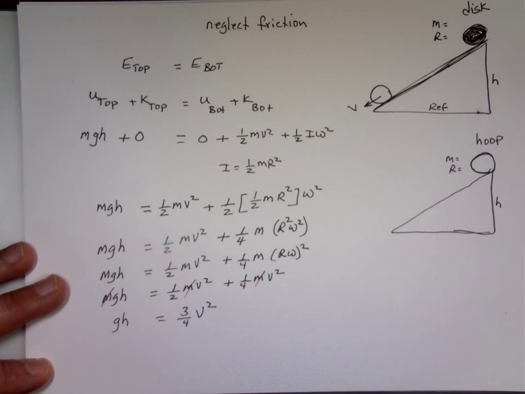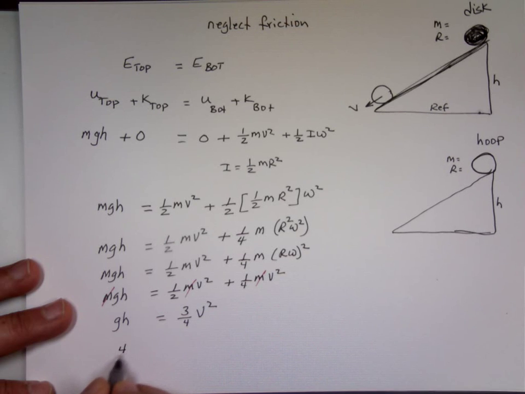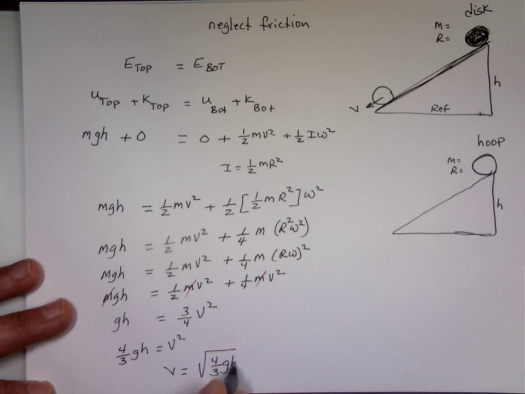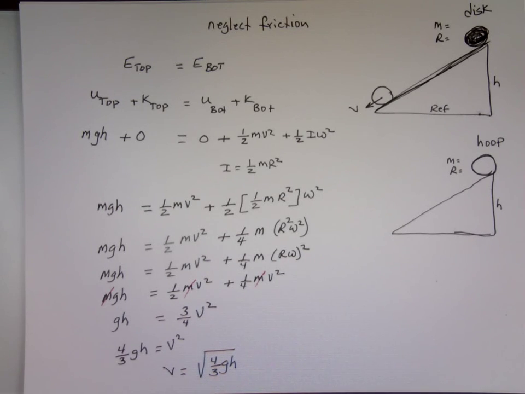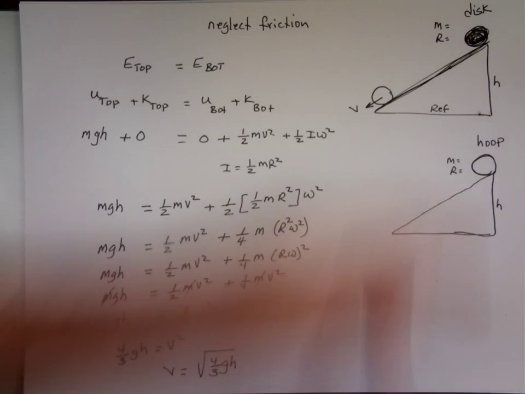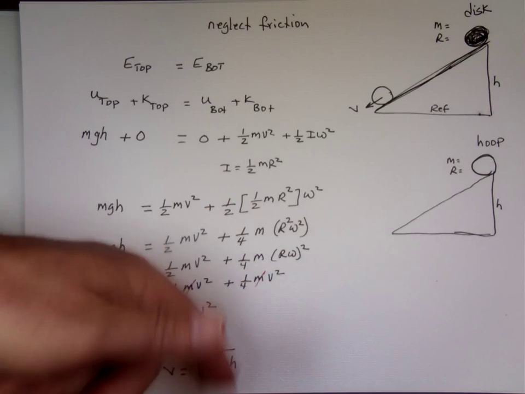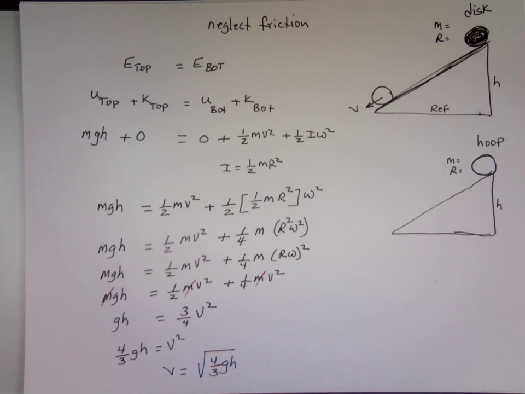Multiply by 4/3 to get rid of the fractions. And what is v equal to? The square root of 4/3 times g times h. Now, if I give you the height, if I said the height is 1/2 meter, I can plug it in, there's my answer. I'll leave it in terms of h.